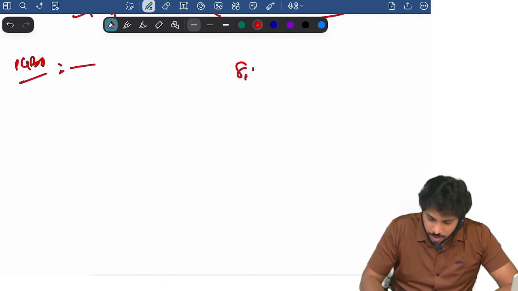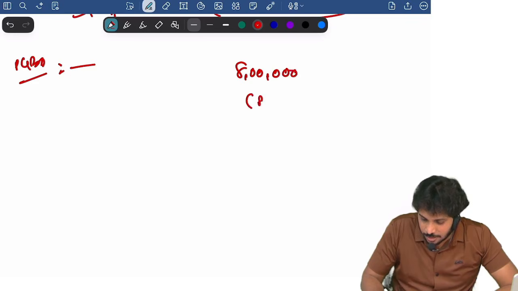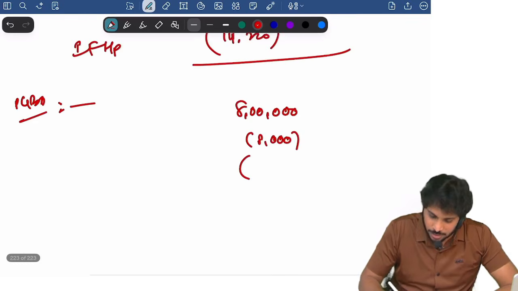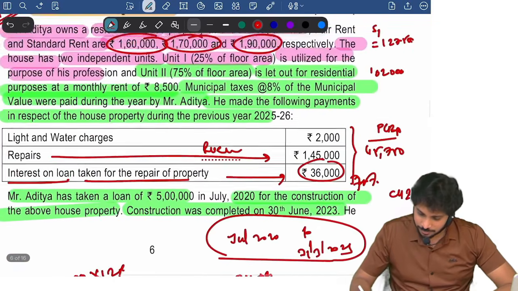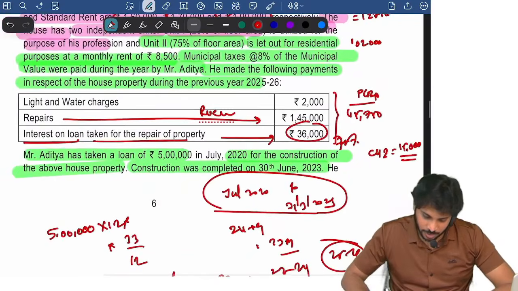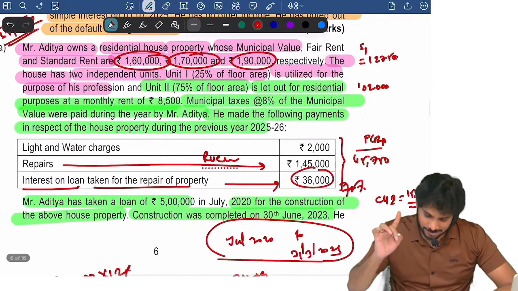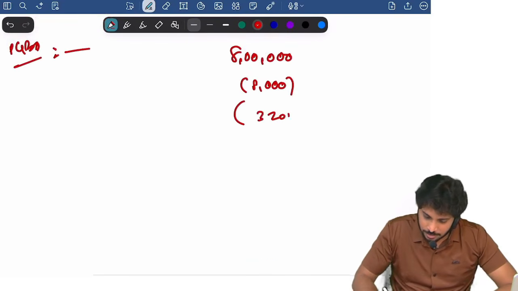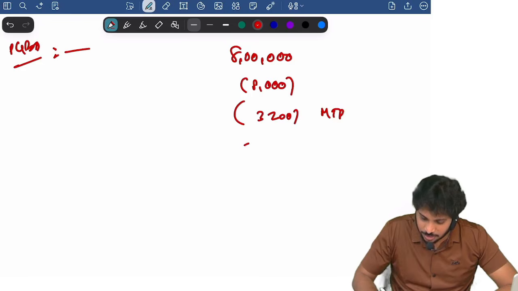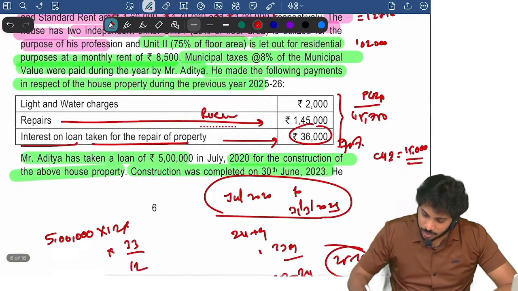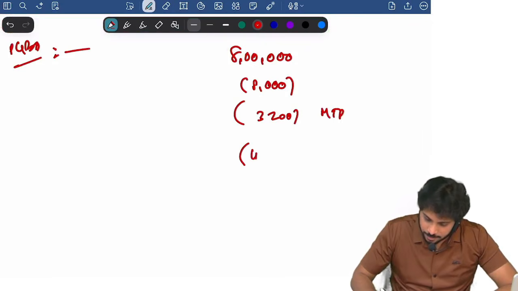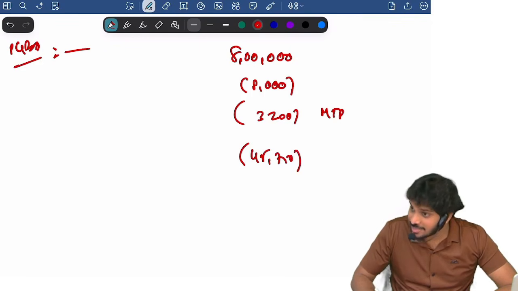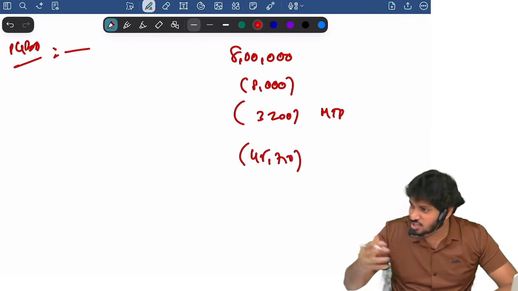8 lakhs before house property expenses, am I right? Depreciation 8,000. Now we already computed and kept. What are the taxes? One is municipal tax. How much is the municipal tax? 3,200. This is municipal tax. Yes or no? Then 25% of all these expenses, 45,750. Am I right? Light charges, water charges, whatever taxes, interest on repair loan, everything.